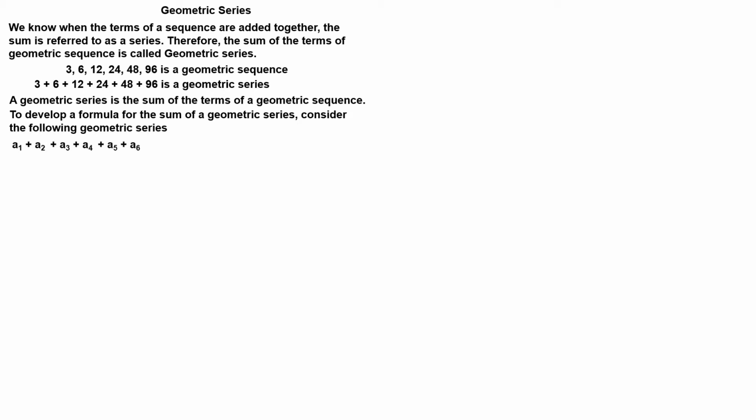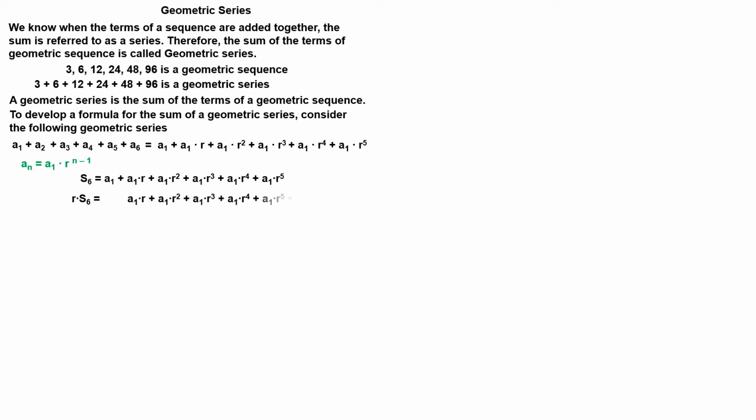We should remember the general term formula for a geometric sequence. So we can rewrite this series in this form. Let's call this series S sub 6, since we are adding 6 terms. Multiply both sides of this equation by the common ratio r.